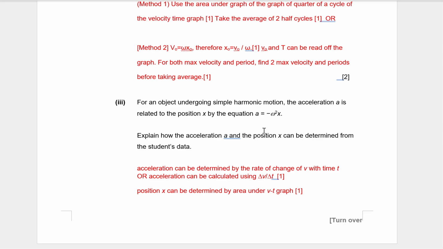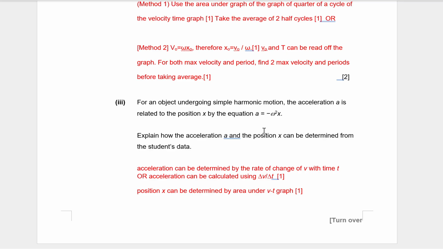Right, so moving on. If we look at part 3, for an object moving in simple harmonic motion, acceleration is given by a equals minus omega squared x. Explain how acceleration and position can be determined from the student's data. Again, we are given a v-t graph, so acceleration is just the rate of change of velocity with respect to time, or change in velocity over time. I do not accept "velocity over time", because it is not clear enough. For this sort of thing, you have to be very clear about what you're trying to say when it's an explain question.